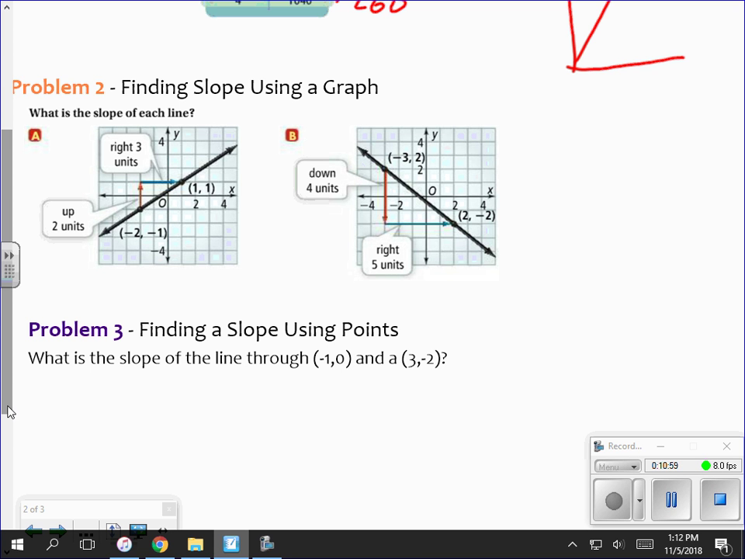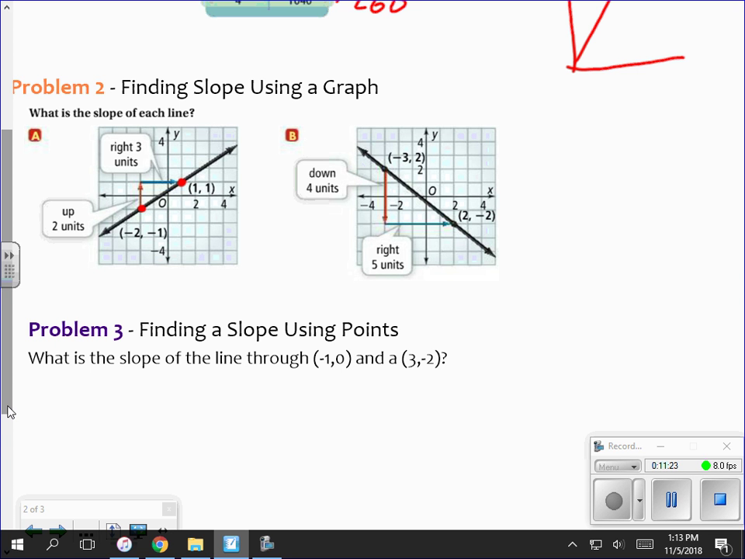On your homework, or I should say your classwork today, you will have graphs with lines on them. You will not have the nifty little arrows like this one does. You will not have the coordinates like this one does. But what you will have is a line on here. Find 2 places where the line crosses at a grid.